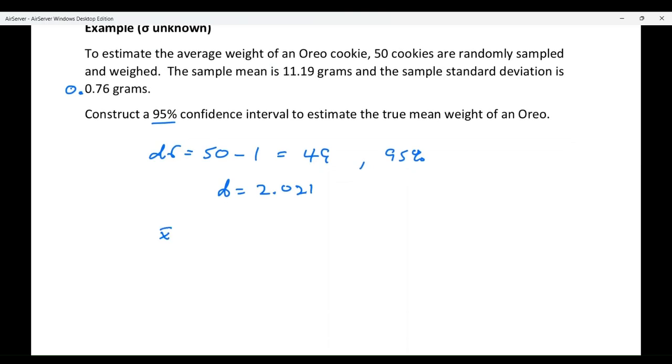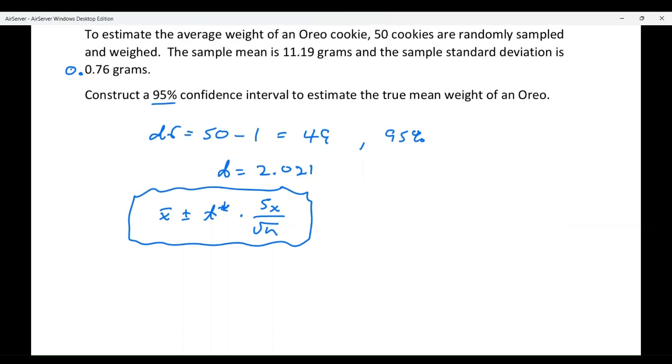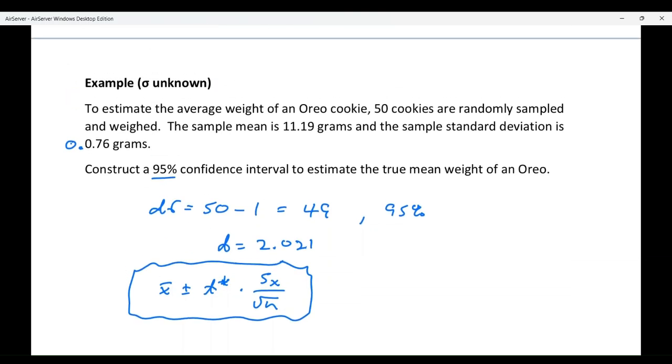So we're taking x bar plus or minus, in this case now, t star, because we're using t, not z, times the standard deviation for the sample divided by the square root of n. Okay, I'm going to just kind of highlight this. This is the formula we want to use, again, when we don't know the standard deviation for the population.